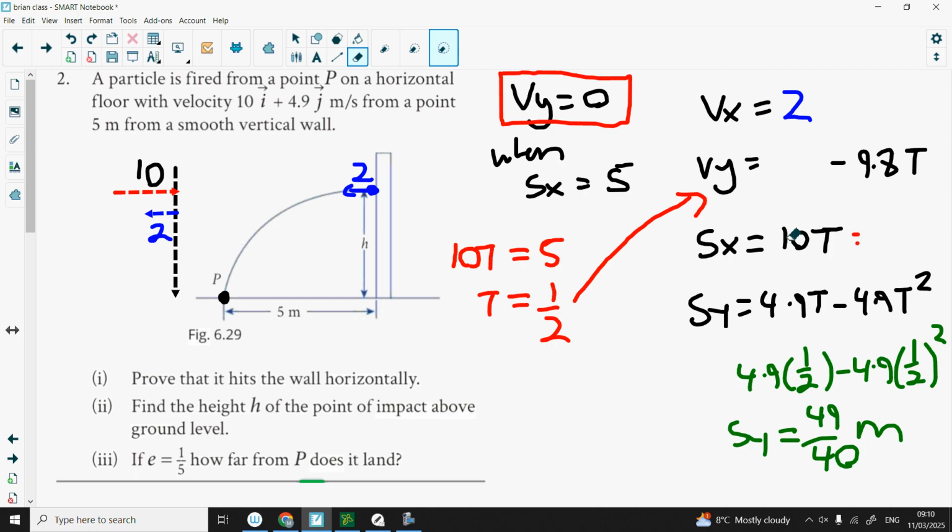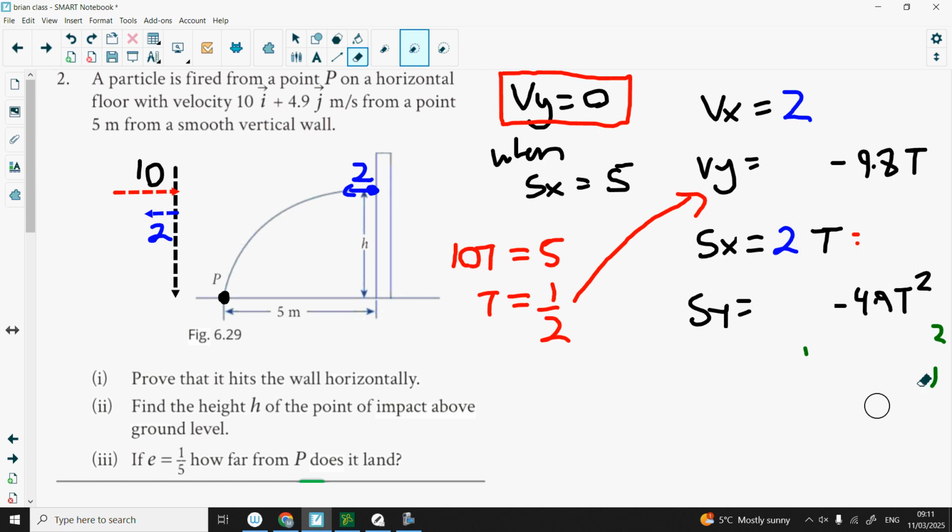And what are we going to change Sx into? Everybody? 2t. What are we going to change Sy into? Ut is 0, isn't it? So that's gone. And it's still minus 4.9t squared, yeah? Now, how far do you think I'm going to go? Do you think I'm going to go all the way back to 5 meters again? That would require an e value of 1. Not going to happen. So what's going to happen?